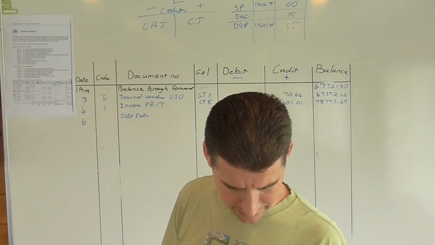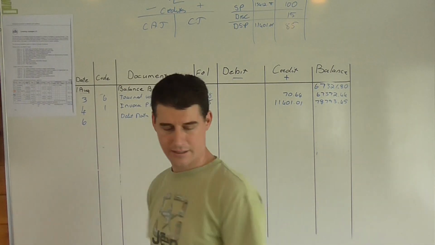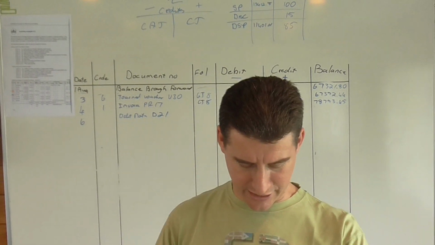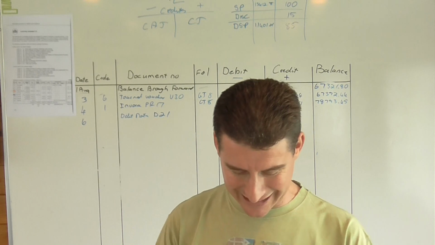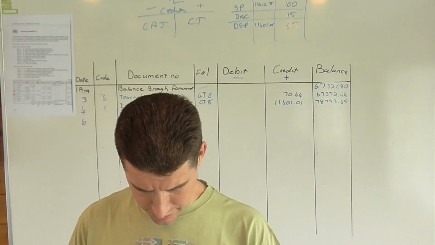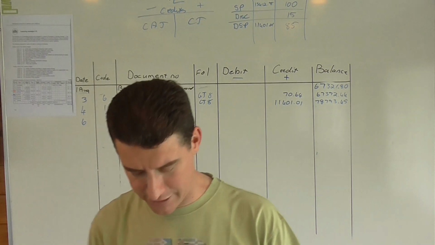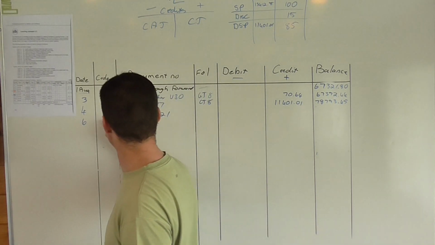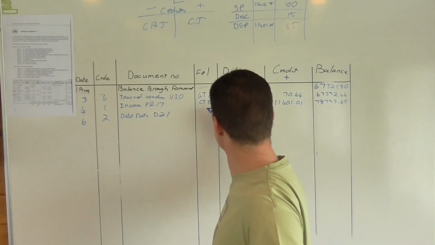Where am I now? Debit note D21. First, let's see which code this is. Received a debit note being for an undercharge. Code number 2, increases in a previously received credit invoice. So that'll be code number 2. That'll go into your creditors journal.